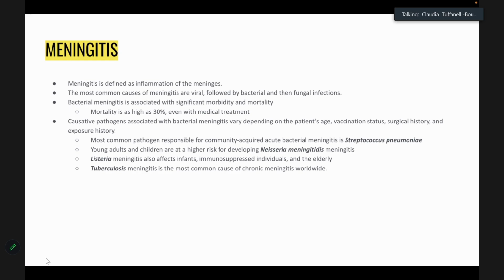Listeria meningitis is really common in infants, some immunosuppressed, but infants, and then nursing home patients. And then tuberculosis meningitis is the most common cause of chronic meningitis in the world and will be the most common cause of meningitis in Vietnam.